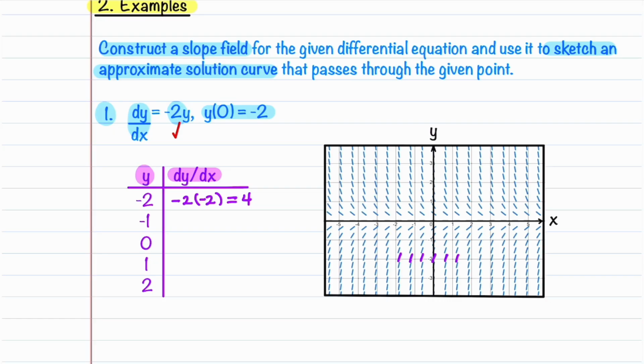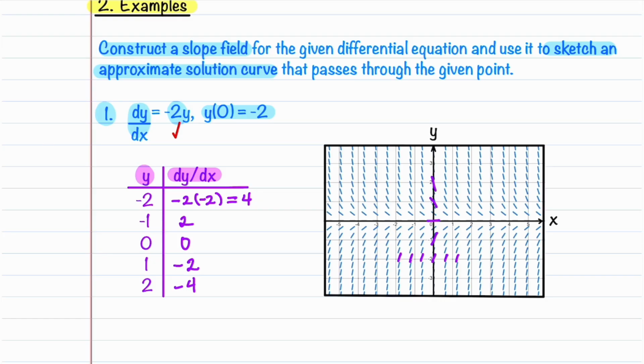When y is -1, dy dx is going to be 2. When y is 0, we get 0. When y is 1, we get -2, and then we get -4. Let's plot what some of these fields look like. When y is -1, we have a slope of 2, so our line looks like that. At 0, it's equal to 0, so we have a horizontal line. At 1, it is -2, and then at 2, it's equal to -4, so our line is steeper.